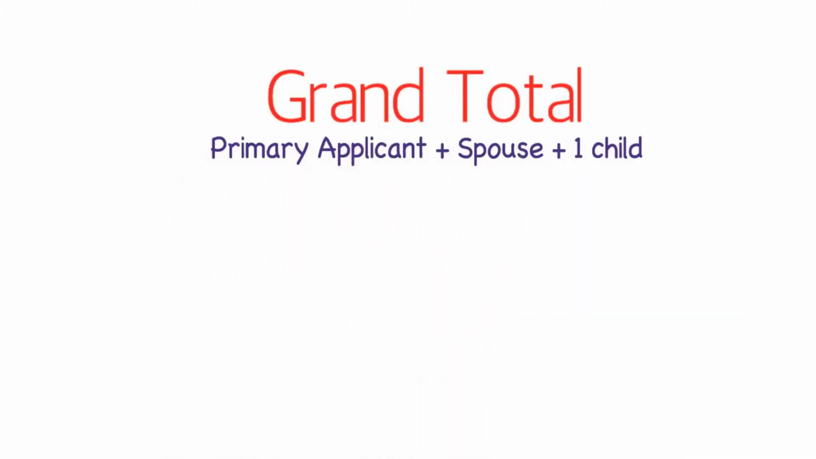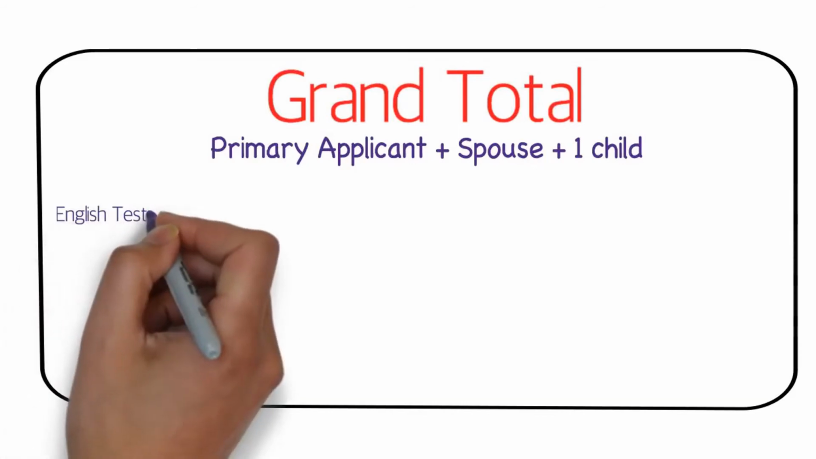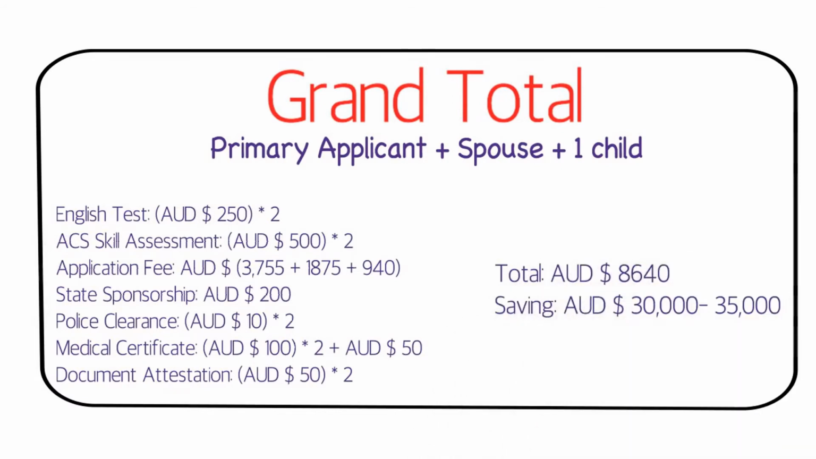So if you're a primary applicant and you want to migrate with your spouse and a child, in that case you would need to spend around 9,000 Australian dollars. Again, this is an approximate amount. Exactly, I calculated it to be around 8640, but roughly it would be something around 9,000. You should have some buffer definitely with you. So you should have savings of around 30,000 to 35,000 or maybe 40,000, depending from one state to the other.